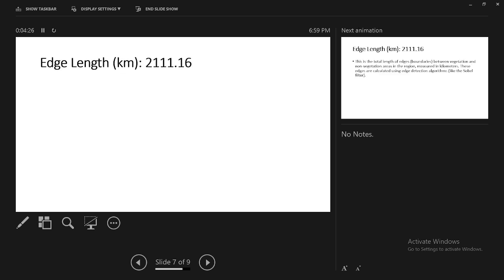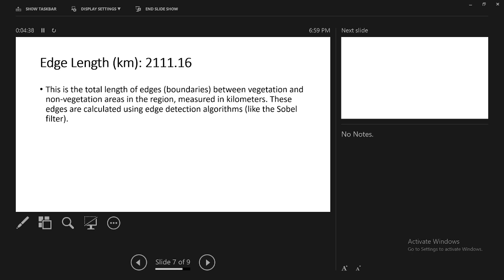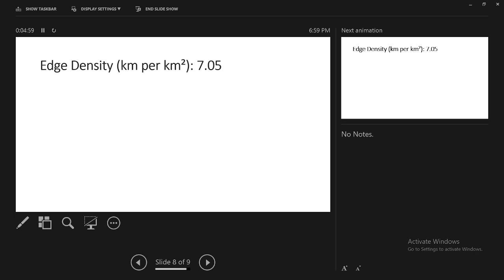Then edge length. Suppose in this case I found an edge length of 2111.16 kilometers. It means that this is the total length of edge between vegetation and non-vegetation area in your study area, and we measure it in kilometers. These edges are calculated using an edge detection algorithm like the Sobel filter. Further, I'll also show you how in Google Earth Engine we can easily calculate this edge length.